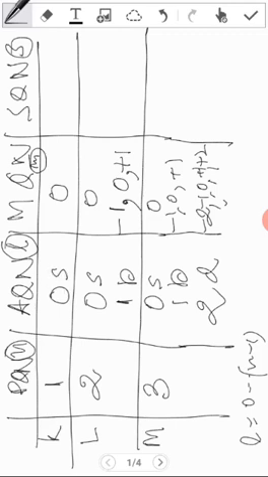subshell. How many orbitals does this s subshell have? 1. How many orbitals does the p subshell have? 1, 2, 3. These are the p orbitals, px, py, and pz. Similarly, d orbitals are represented as dxy and so on, up to dx square minus y square.